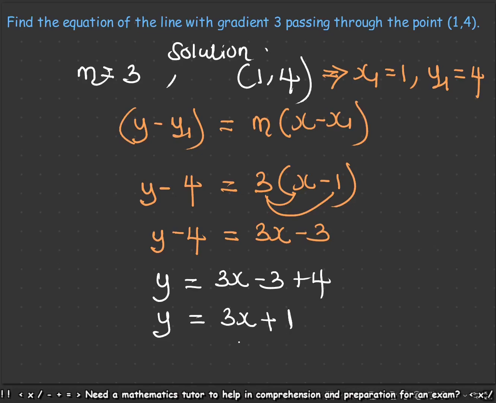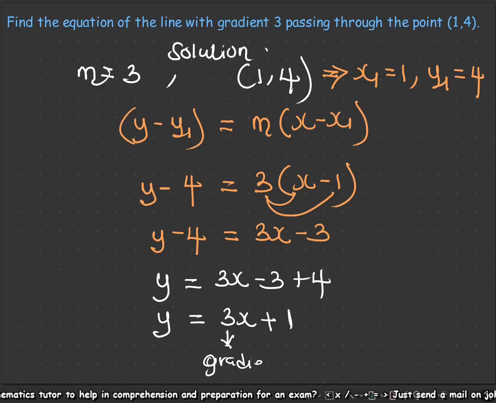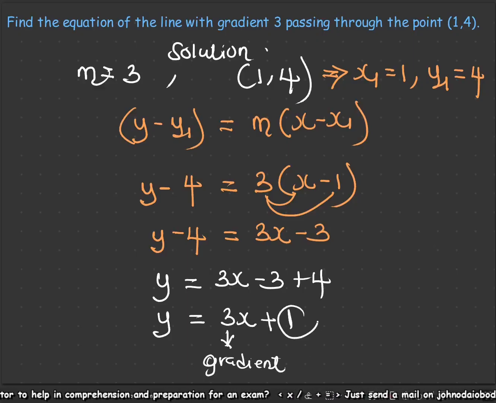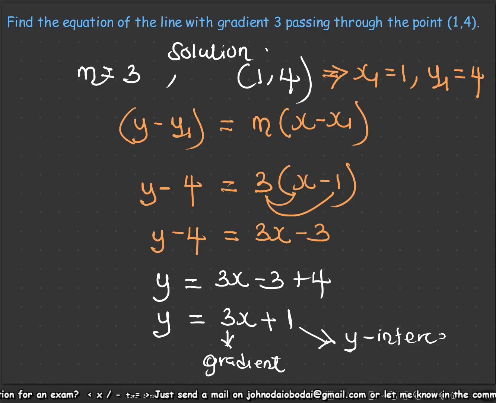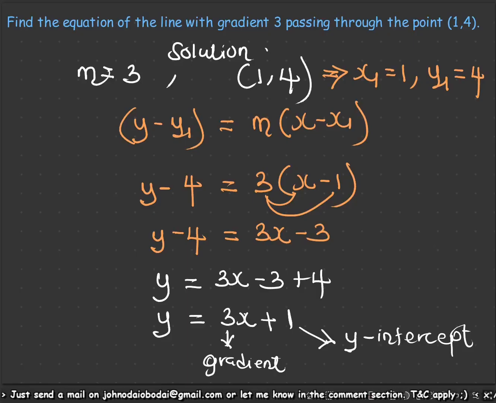So remember, our gradient is still what? 3. So our gradient is 3. And we said the constant here is our y-intercept. You see, so our y-intercept is 1. Sometimes you'd be asked to actually look for the y-intercept as well. So if you're able to write the equation this way, you can straightforwardly say that your y-intercept is 1.